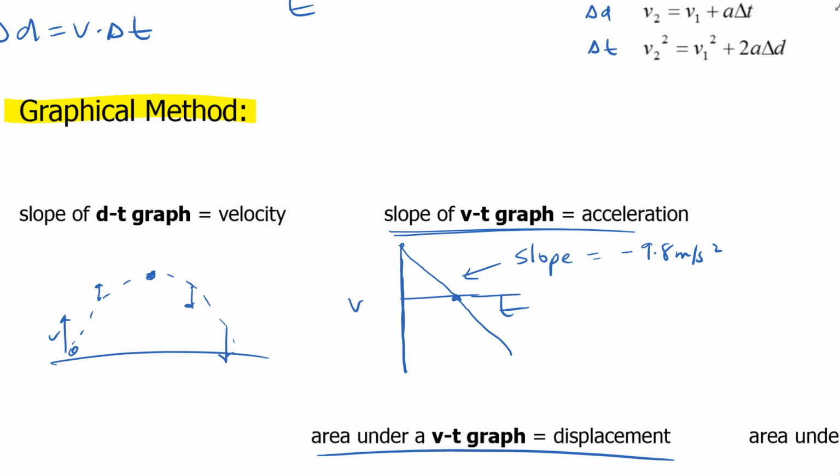This area here, this is above the line. This would be positive displacement, and this one over here would be negative displacement. So if I drew this correctly, then this positive and this negative, perhaps my delta d would end up being 0, and that just means that I threw it, it came up and then it came back down to the same spot. Okay, so let's take a look.